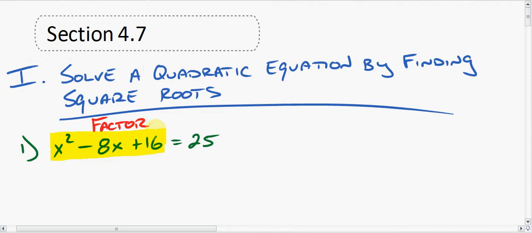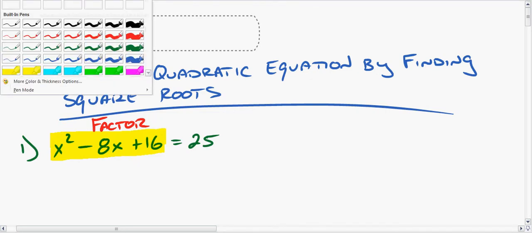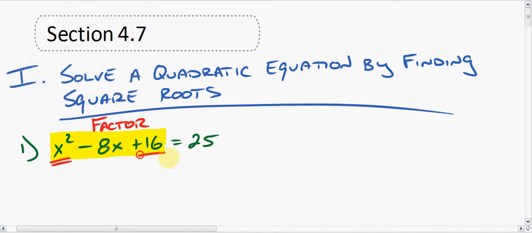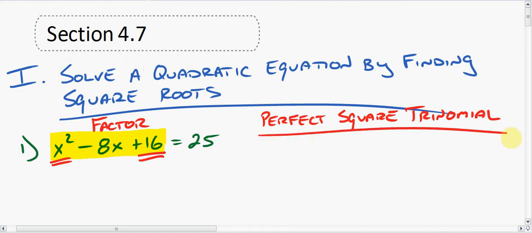So we did some factoring earlier in chapter 4. And what I'm going to point out is, I'll keep red, we've got two perfect squares here. We've got an x squared, which is a perfect square, and 16, which is a perfect square. So that looks like a perfect square trinomial, which we learned how to factor earlier in this chapter.